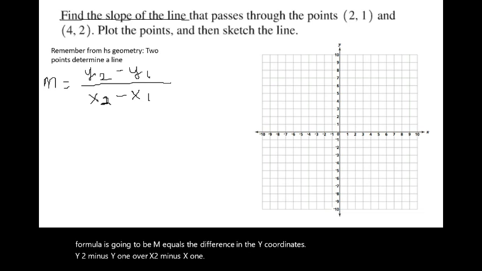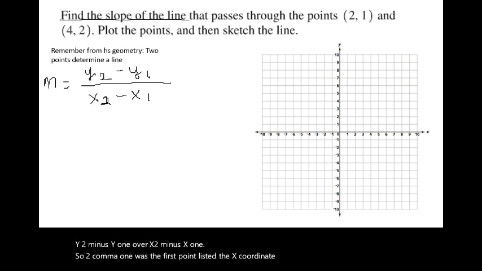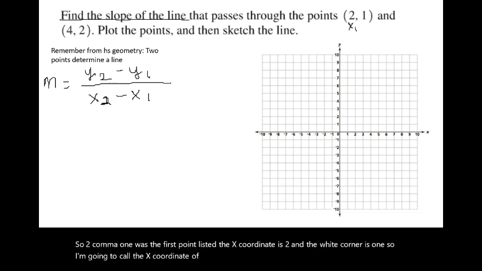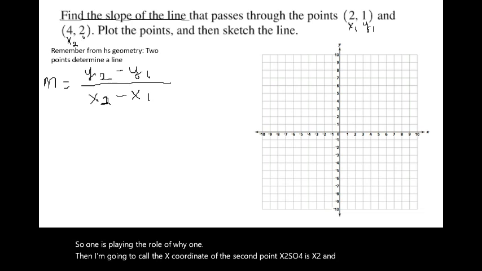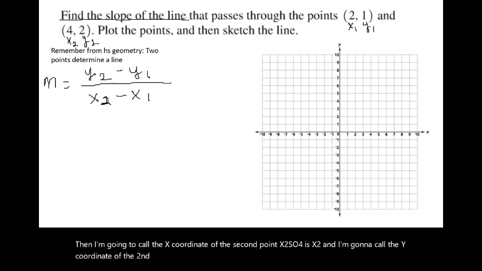So (2, 1) was the first point listed. The x-coordinate is 2 and the y-coordinate is 1. So I'm going to call the x-coordinate of the first point listed x1. So 2 is going to play the role of x1. I'm going to call the y-coordinate of that first point y1. So 1 is playing the role of y1. Then I'm going to call the x-coordinate of the second point x2, so 4 is x2. And I'm going to call the y-coordinate of the second point y2, so 2 is y2.